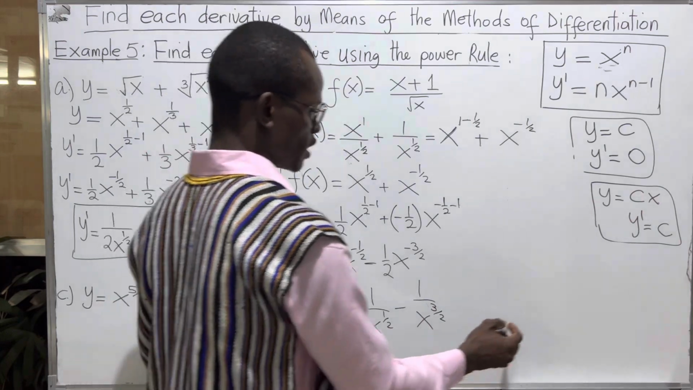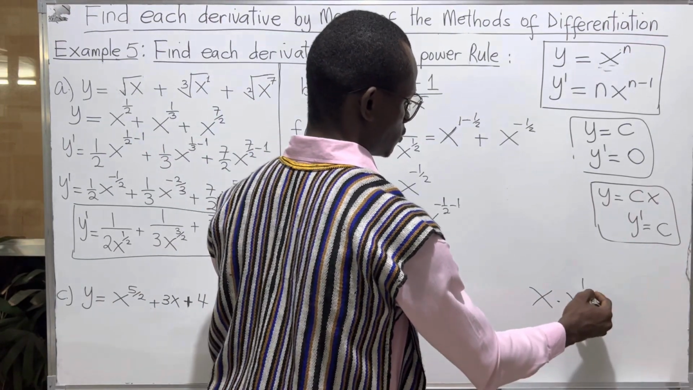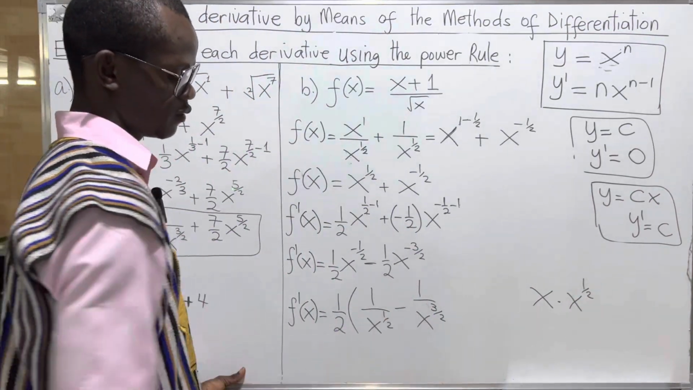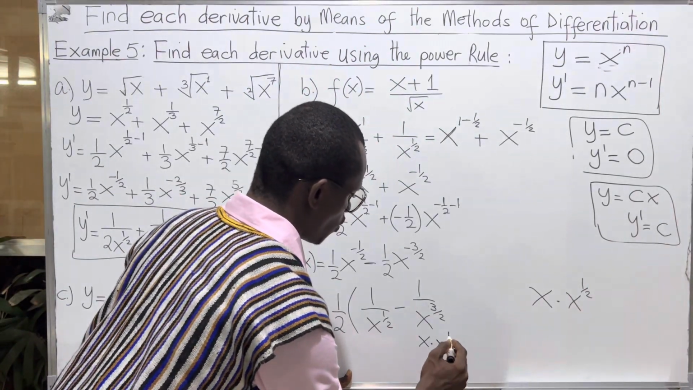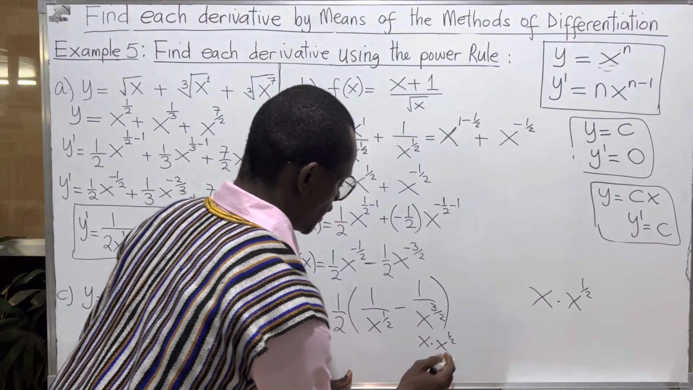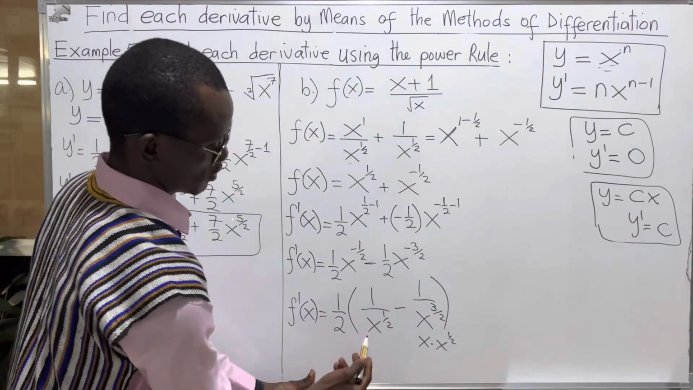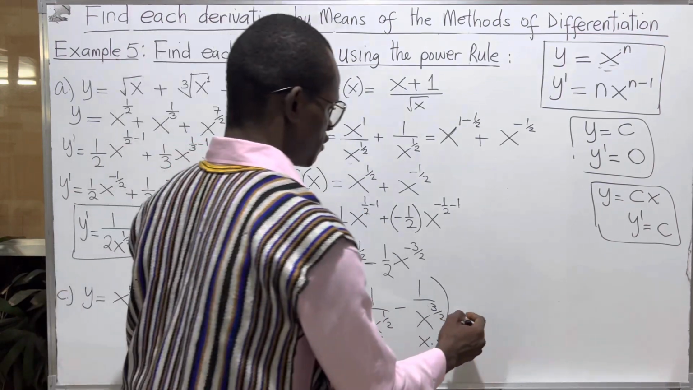Now this 3 over 2 can be rewritten as x times x raised to the power 1 over 2. That is 3 over 2. So if this is x times x raised to the power 1 over 2, and we want to factor out a common term, a common factor, you see here you have x to the power half and x to the power half. So we can factor it out.